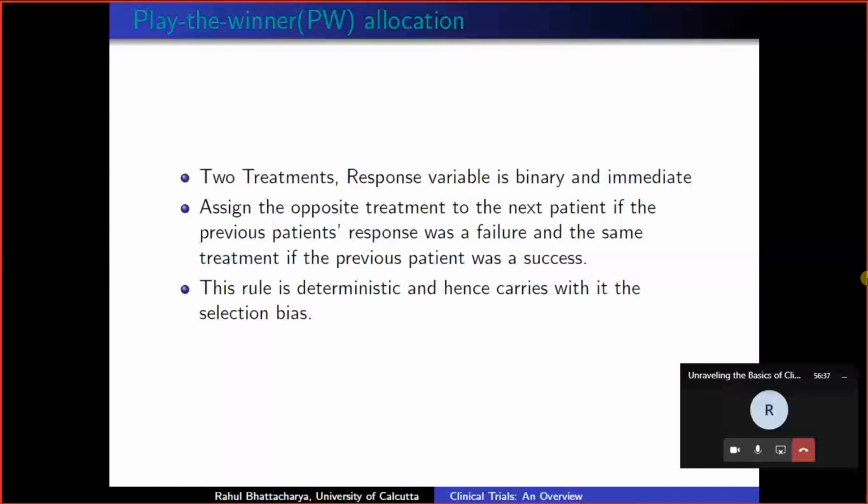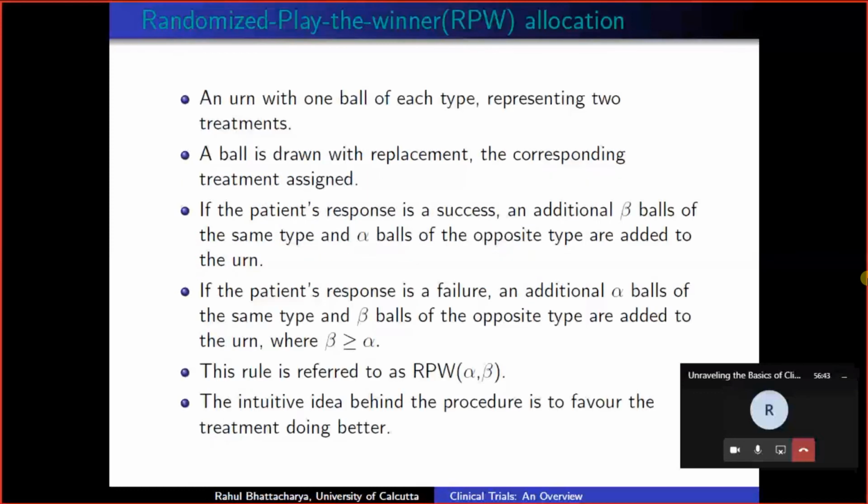So there is some randomized version of this play the winner, which is known as randomized play the winner or RPW. Here the basic philosophy is the same, but there is some randomization so that allocations cannot be identified in advance. Here, this is an urn design. There is an urn with one ball of each type representing two treatments. A ball is drawn with replacement, and the corresponding treatment is assigned. So the basic idea is just like Friedman-Wei's urn design.